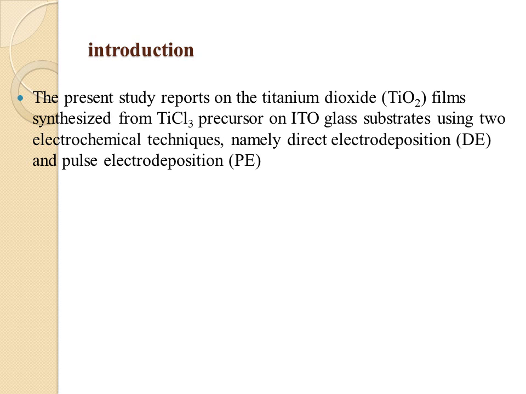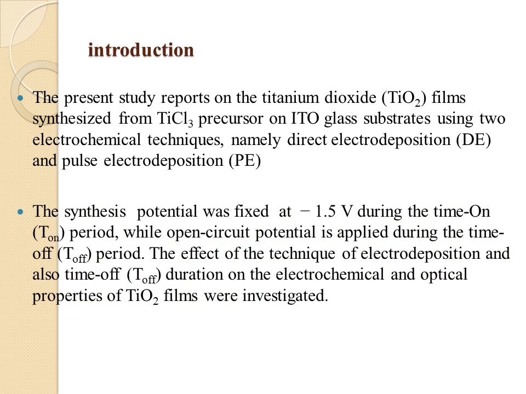The present study reports on titanium dioxide films synthesized from TiCl3 precursor and ITO glass substrates using two electrochemical techniques, namely direct electrodeposition and pulse electrodeposition. The synthesis potential was fixed at -1.5 during the time on period, while open circuit potential is applied during the time off period. The effects of the electrodeposition technique and also time duration on the electrochemical and optical properties of titanium dioxide films were investigated.